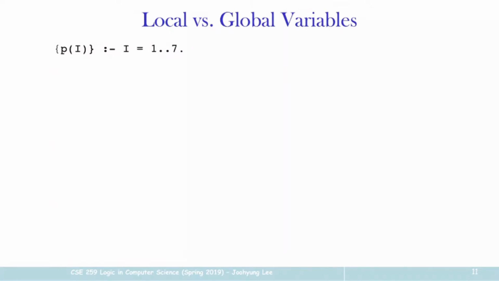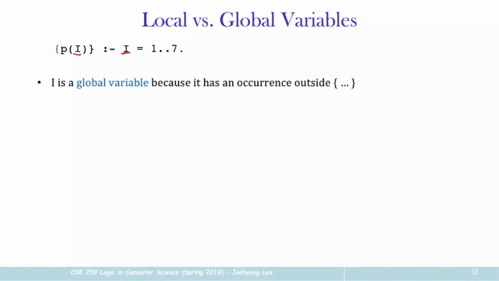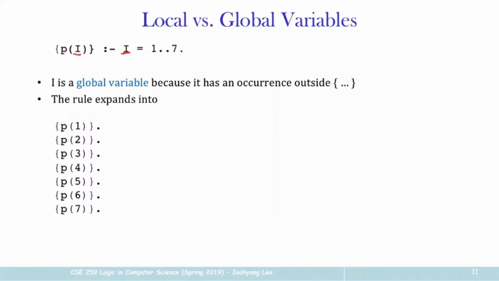So here, is I a local variable or global variable? It's global, right? Why? Because this time, there is an occurrence of I outside the set brace. So there are 2 occurrences of I, but one of the occurrences is outside the set brace. It's called a global variable. And what a global variable does is it generates many, many rules. Okay? So this time, instead of making the rule larger horizontally, it is actually making more rules vertically.